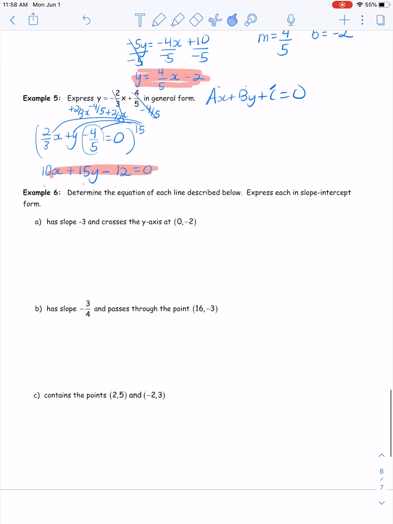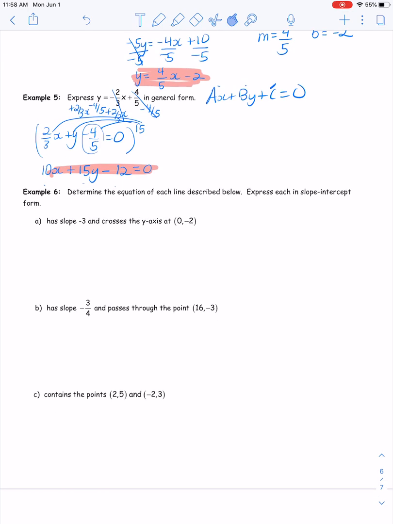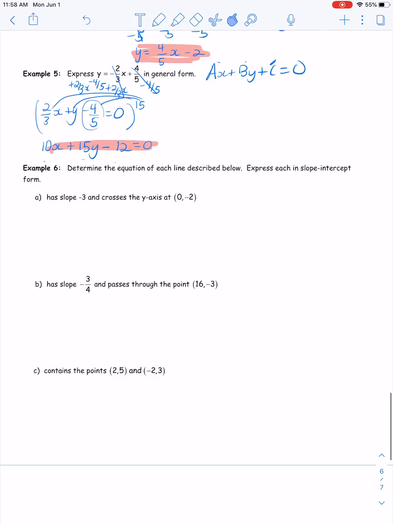All right, determine the equation of each line described below. Express each in slope-intercept form. All right, so again, reminder, slope-intercept form looks like this, y equals mx plus b. So it has a slope of -3 and crosses the y-axis at 0, -2. So remember, my b value is where it crosses the y-axis. So b is equal to -2. So y is equal to -3x minus 2. That's it.